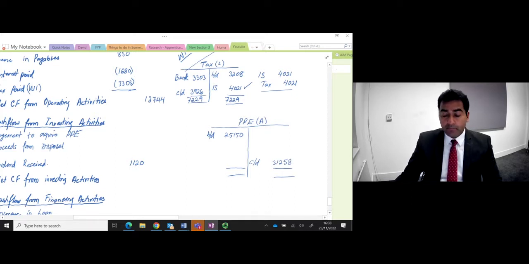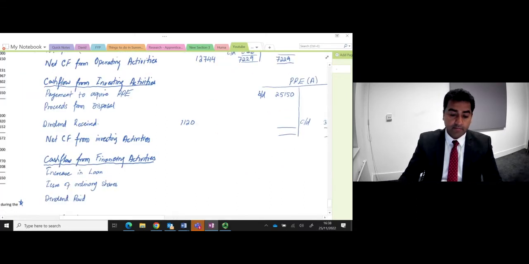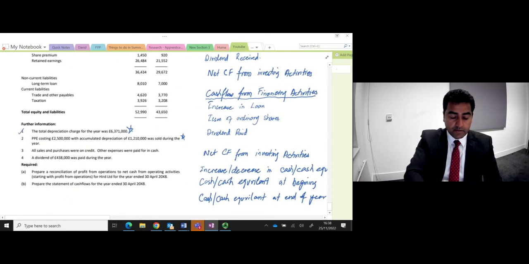Now, we have been given some information about disposal. There has been an asset which has been disposed of. And the value of that asset is 2.5 million. So you can see that the value of the asset was 2.5 million and the accumulated depreciation related to that asset was 1.2 million.